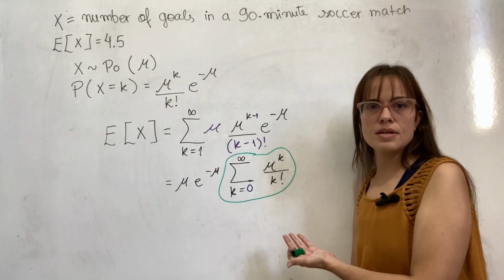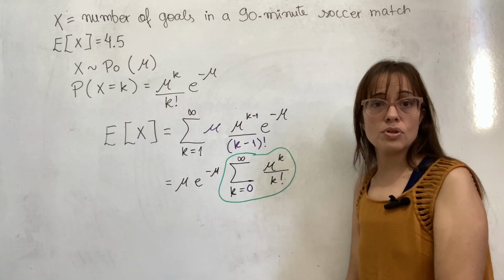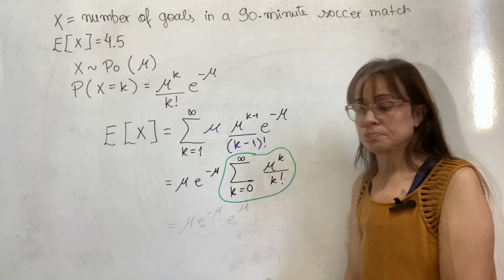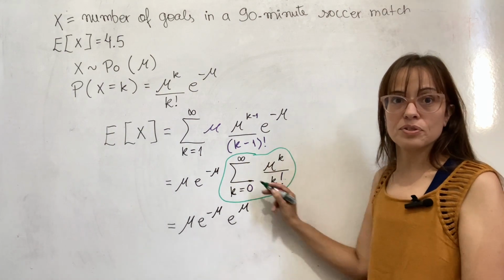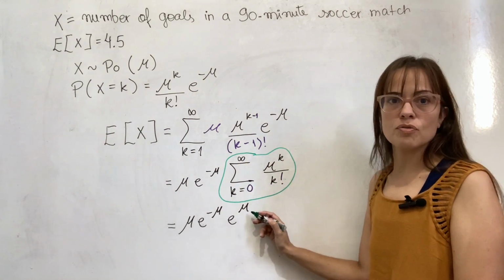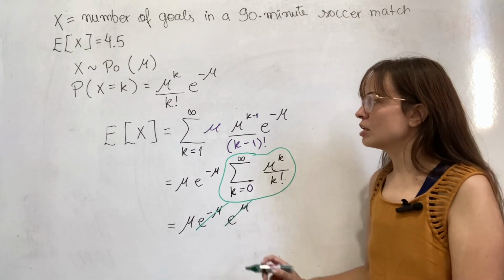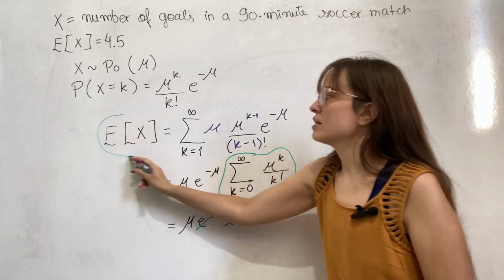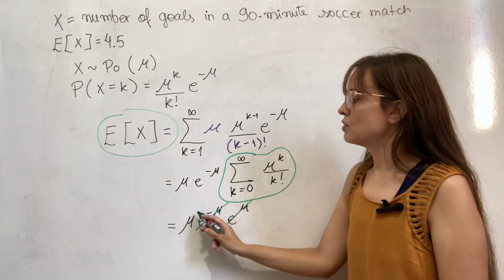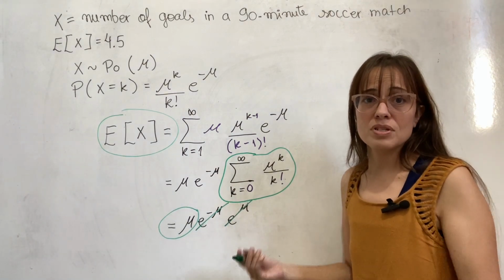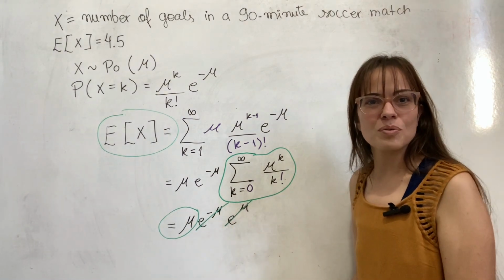And this thing here is a very well-known thing. It's just the Maclaurin series for the exponential, which means that the term circled in green just becomes e to the power of mu. That cancels out with the e to the minus mu that we had before. And the expected value of the random variable is just mu. Like I said, we didn't need to prove this. It was just a fun thing that I wanted to show you.